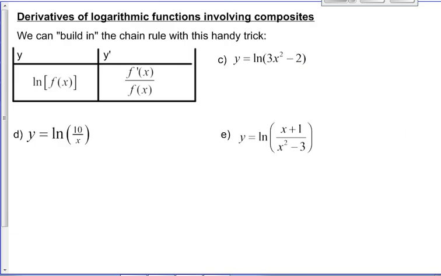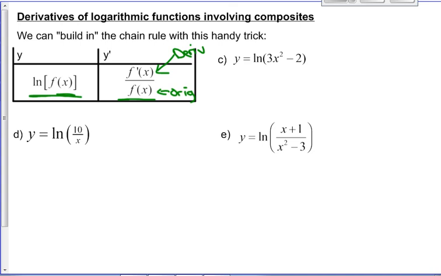When we have derivatives of logarithmics that have composites, we can build in the chain rule with this handy-dandy trick. If you have the ln of some function of x, what you end up with is f prime over f. And I have a beautiful song for this. It goes like this. If you have the derivative of ln of f of x, it's original on the bottom, derivative on the top. There we go. Deriv on the top, original on the bottom. Okay, so it's an awesome little ditty, and you can use it. Original on the bottom, derivative on the top.